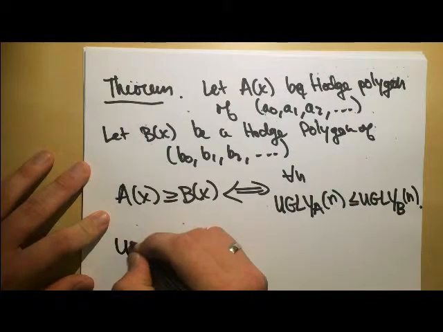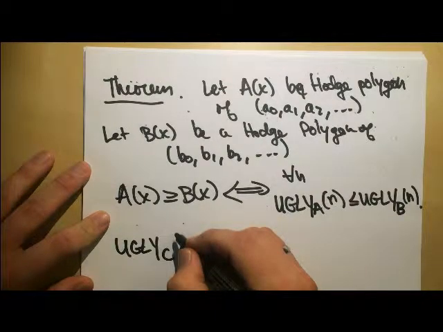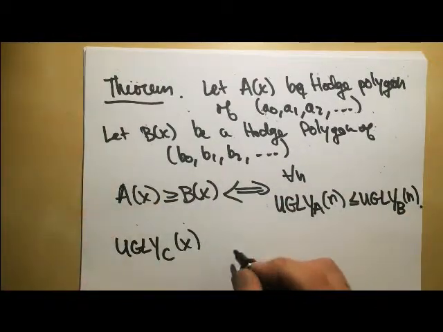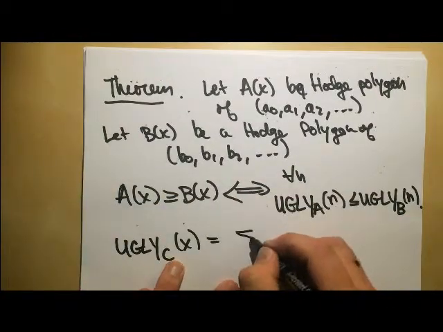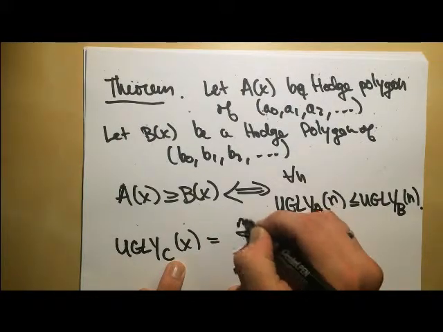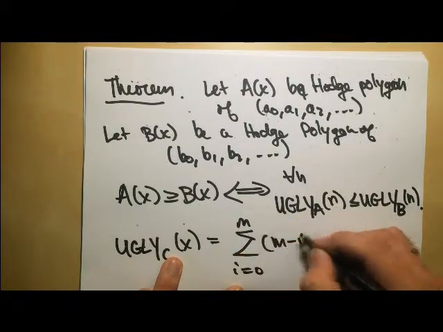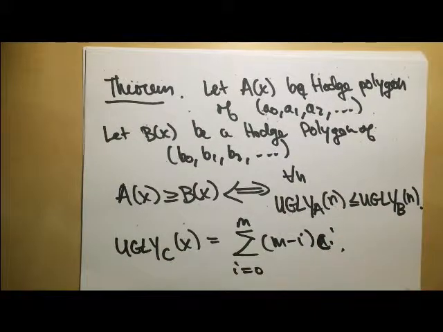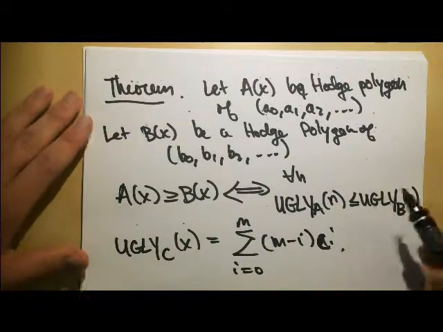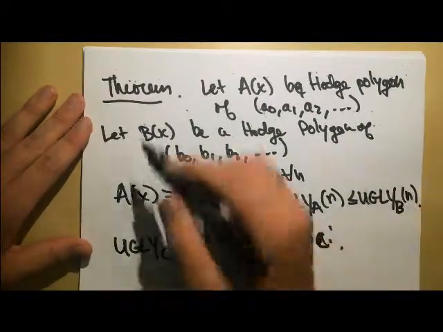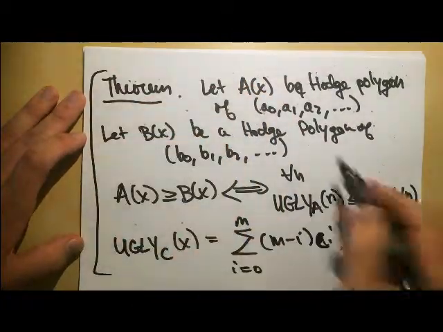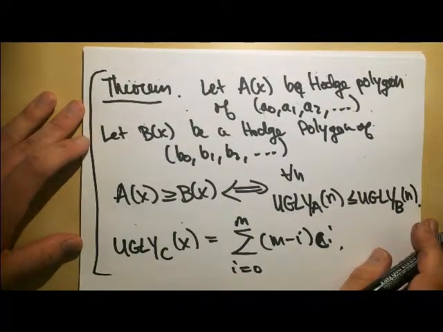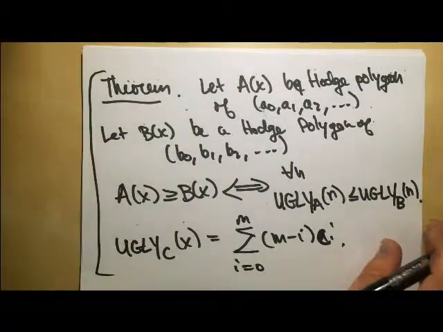So this ugly thing, let's say for some sequence of C's, let's keep it neutral, is just going to be the sum from i equal to 0 up to m of (m minus i) times C_i, like so. Okay? Sometimes you see these sequences of inequalities that look ugly, and this is the criterion that we're going to use for determining when one Hodge polygon is going to be above another.